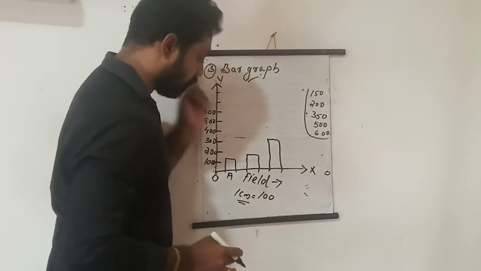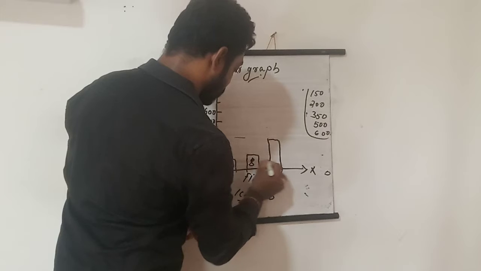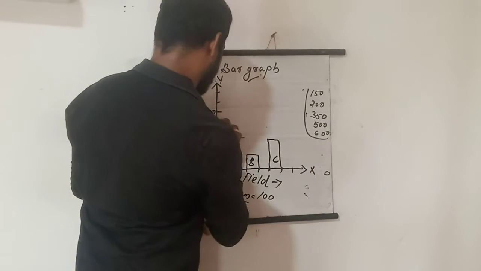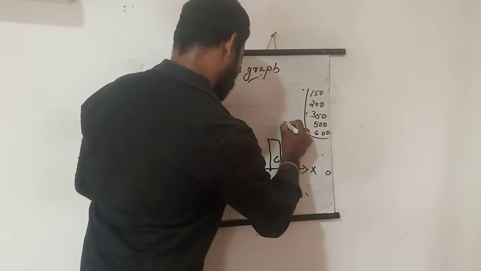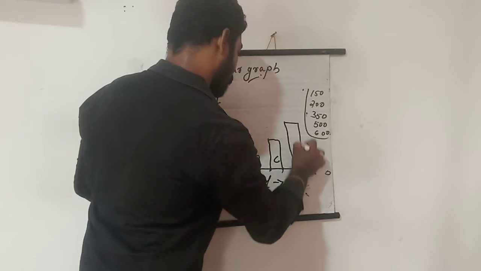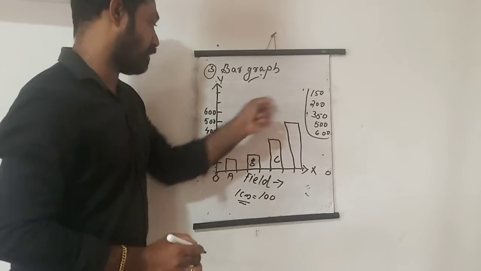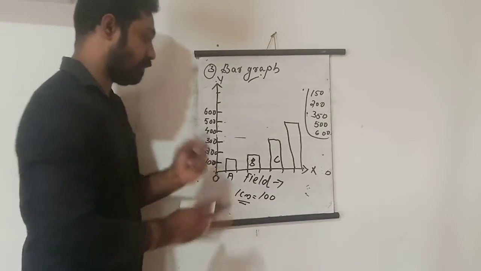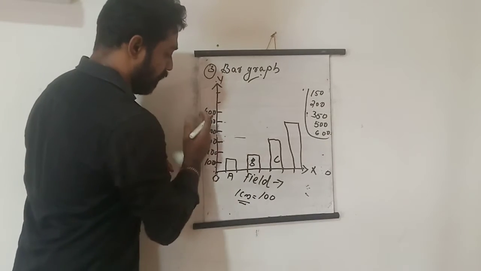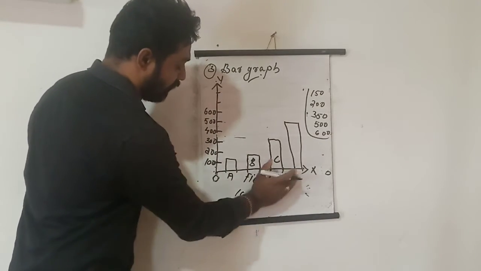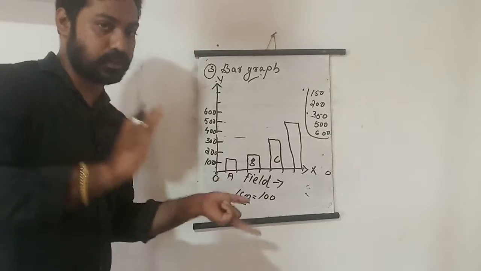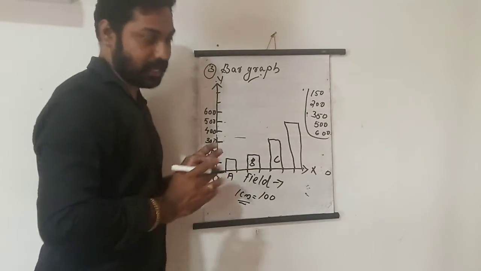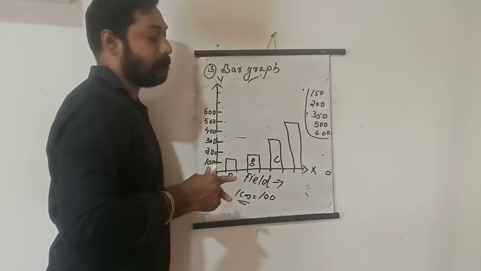Now that is for field C. This is B and this is C. Now D is 500, then take a space here and draw 500. Now it is 600. This is a bar graph. In a bar graph we have two axes, X and Y. One side takes the numbers, the other side our data. Only two things we are representing, and the data will be like bars. This is called a bar graph.